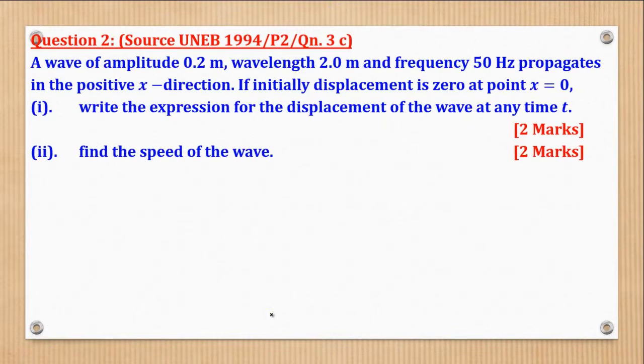Now we shall go to question 2, which came from UACE of 1994, paper 2, question 3C. And it says, a wave of amplitude 0.2, wavelength 2 meters, and frequency 50 Hz propagates in the positive x direction. If initially displacement is 0 at point x equal to 0, Roman 1, write the expression for the displacement of the wave at any time t. And part B, find the speed of the wave.